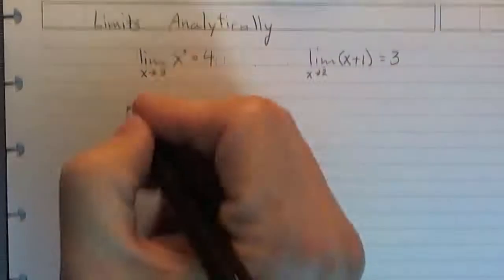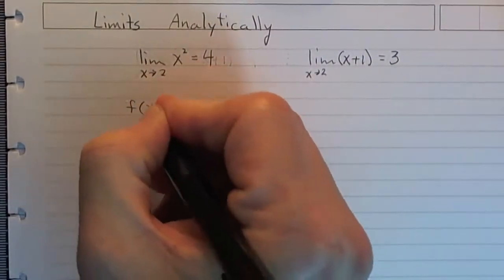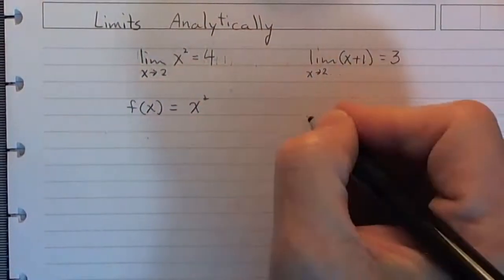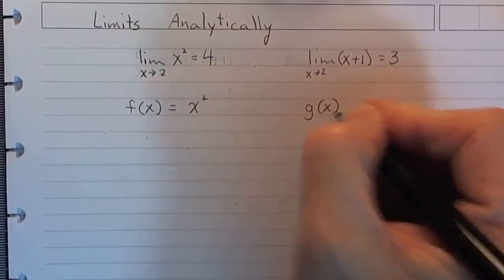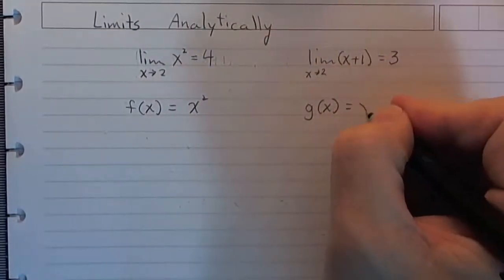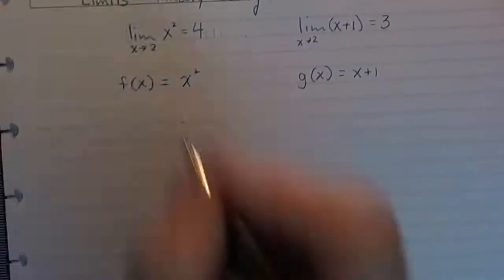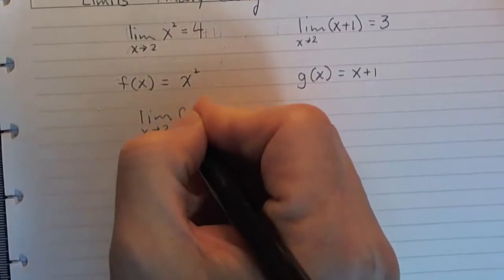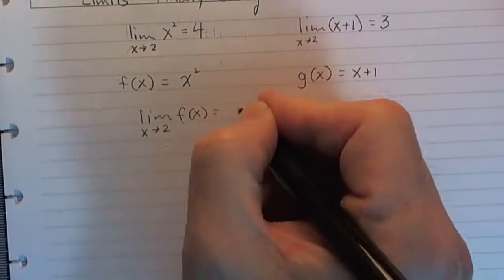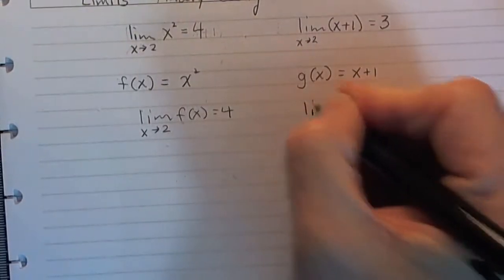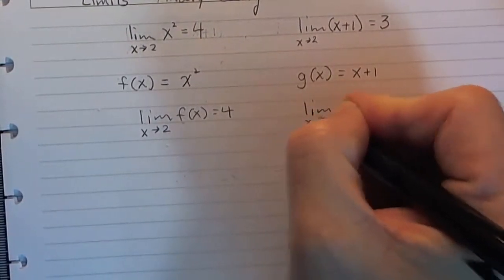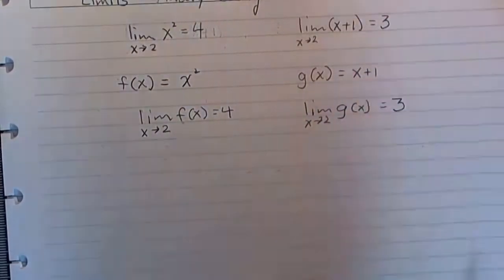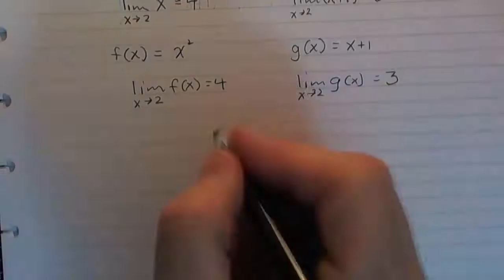Now, let's just break this down a little bit. Let's suppose that we've got f of x is equal to x squared, and let's suppose that g of x is equal to x plus 1. We've just discovered that the limit as x goes to 2 of f of x is 4, and the limit as x goes to 2 of g of x is, of course, 3. But what would happen if we put these two together?